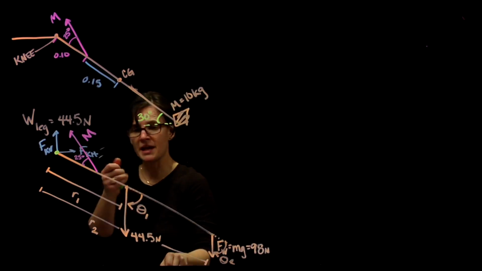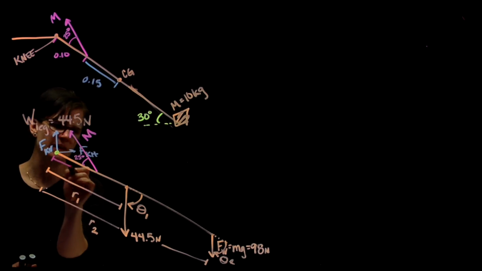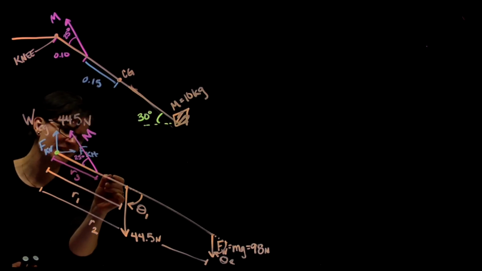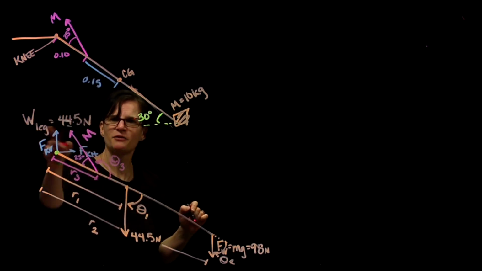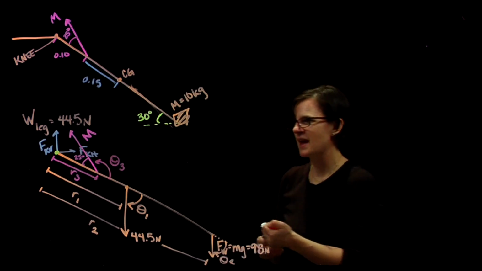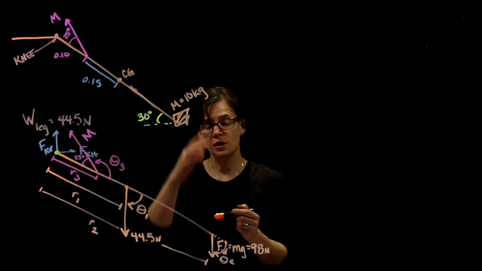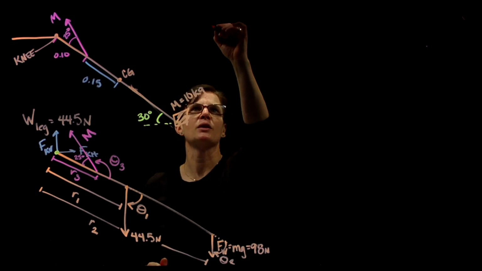For force number 3, we'll call it the muscle force. Here's my radius, R3, and I extend that radius. That becomes theta 3. And force 4 and force 5 will be my knee forces, and I can't draw a radius because they're at the pivot point. So now let's look at the torques and do a static equilibrium, net torque equal to zero.